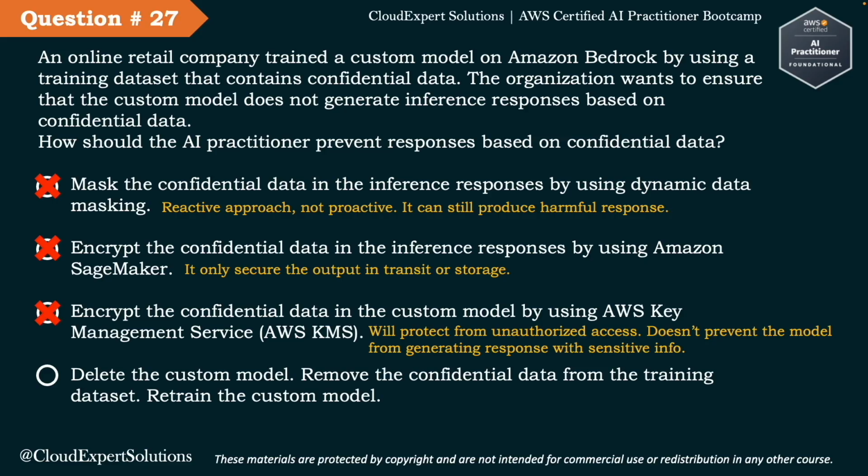And the last option, delete the custom model, remove the confidential data from the training dataset, and retrain the custom model. Although this option sounds very crude, if confidential data was included in the training set, the model may have memorized it and could expose it during inference. The only reliable way to prevent this is to remove the sensitive data from the training dataset and retrain the model. That is why this is the correct option.